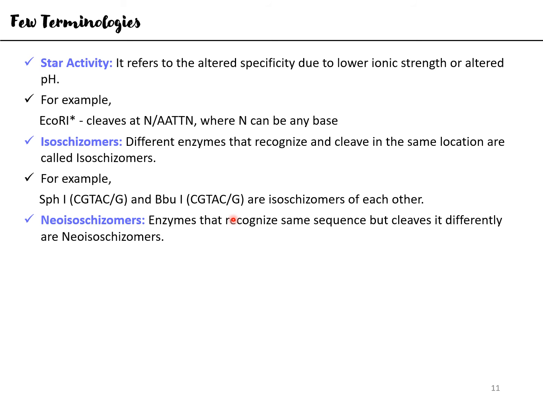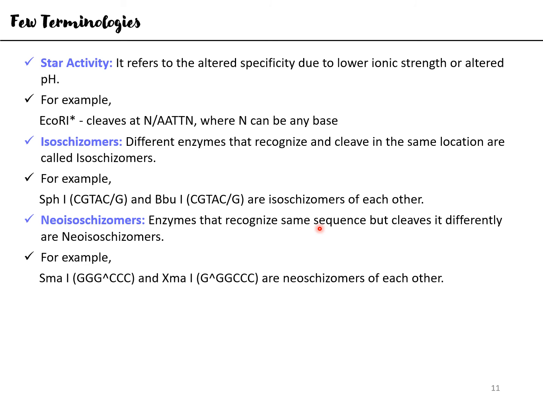Next, we have neo-isoschisomers. Neo-isoschisomers are pairs of enzymes that recognize the same sequence but cleave it differently. For example, SmaI and XmaI. Both recognize the same sequence, CCCGGG, but SmaI cleaves between the C and G, giving rise to blunt ends, whereas XmaI cleaves after the first C, giving rise to 5' overhangs.